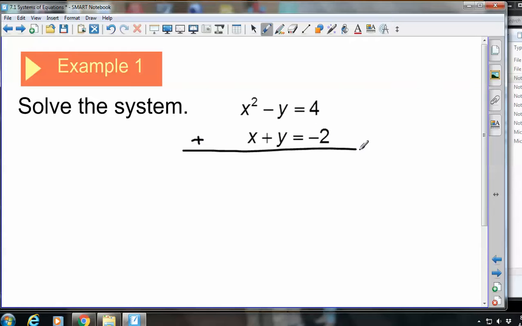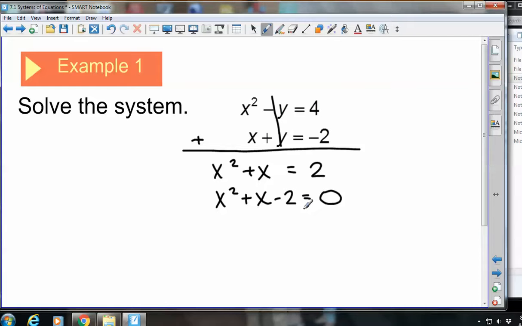So if I just added these together, x squared plus x, those are not like terms, so it just remains x squared plus x. Negative y plus y, those drop out. 4 minus 2 would give me a 2. Now what would we have to do to solve this? Right. It needs to be a quadratic, so set it equal to 0.